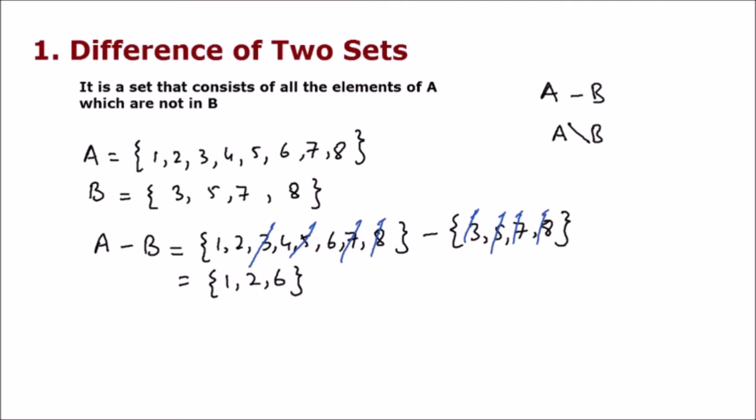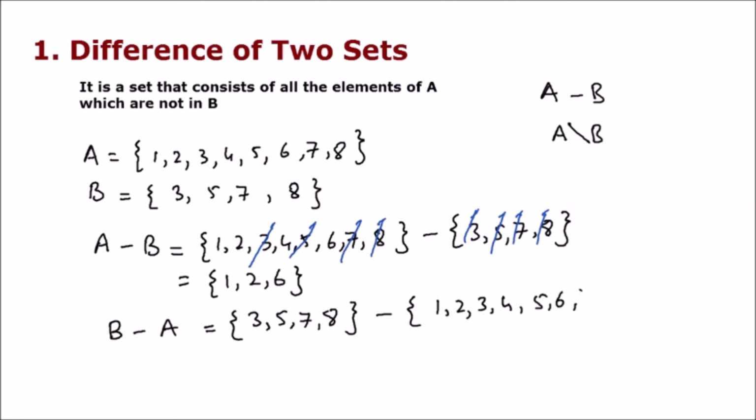So again, we can subtract A from B. Now first write B set, sign of subtraction, then A set, then again cancel similar elements, 3, 5, 7, 8, 3, 5, 7, 8. Now we will write all the elements which are in B, not in A. So the answer will be empty set, because there is not a single element which is in B which is not in A. So this is the answer.